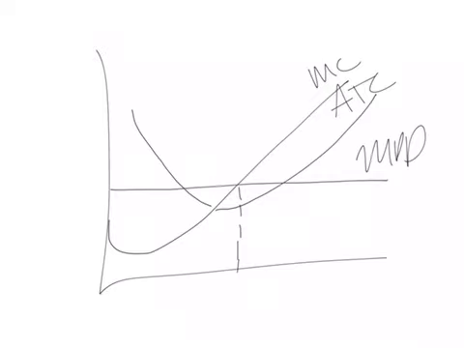So to find profit, we're going to go from this point where the marginal cost meets Mr. D and dot down to where it hits the ATC, and then dot over here. And this area here is the profit that the firm will make in the short run.